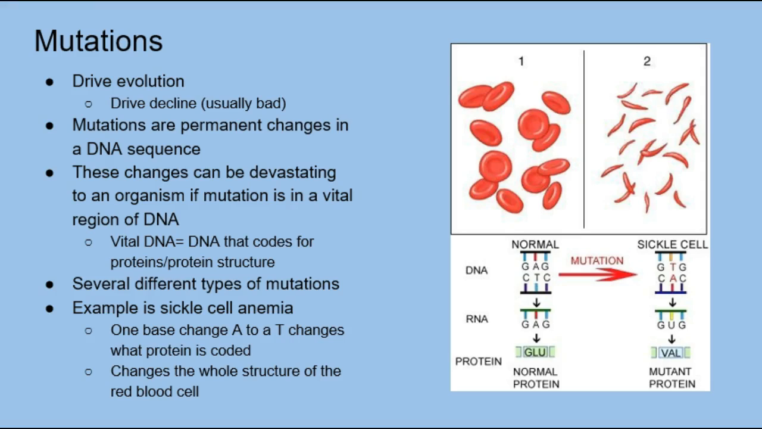Mutations are permanent changes in DNA sequences that can drive evolution, mostly for negative reasons, but sometimes for positive. These changes can be devastating to an organism if the mutation is in a vital region of DNA, which is a region that codes for protein or protein structure. There are several different kinds of mutations. One example is sickle cell anemia, which is a base change mutation, which is when an A is changed to a T, and that changes the whole structure of the red blood cell.